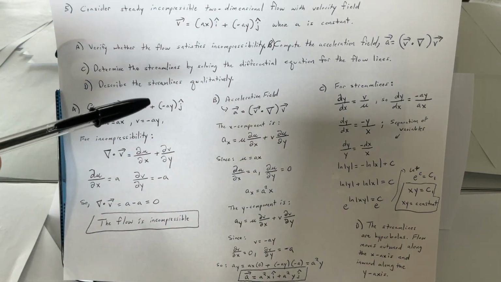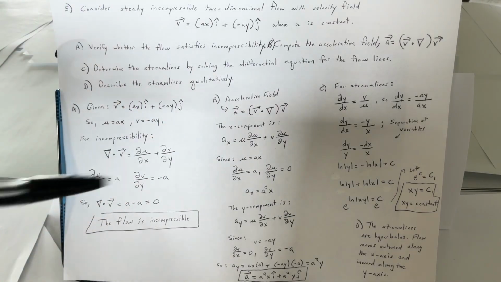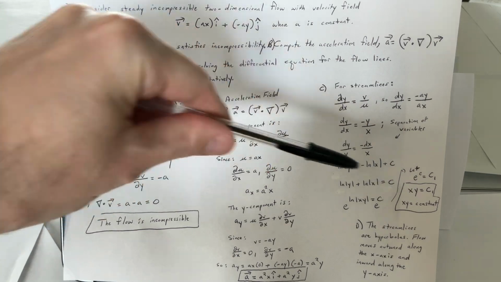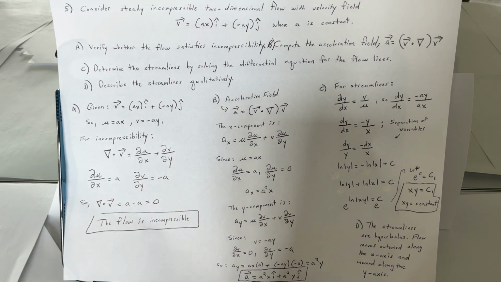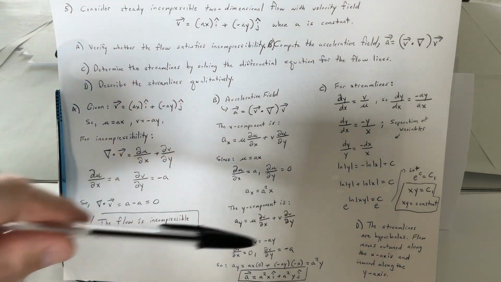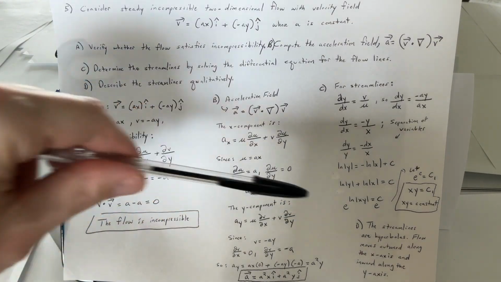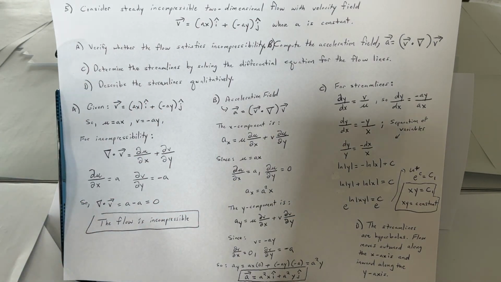Letter D, describe the streamlines qualitatively. Well, what would happen in this situation? Think about that equation. If you isolated y here, y would be c sub 1 over x, or c over x, whatever you want to use for the constant. So your streamlines would be hyperbolas. The flow moves outward along the x-axis, and it's going to move inward along the y-axis. So that would be the description for 5 part D.